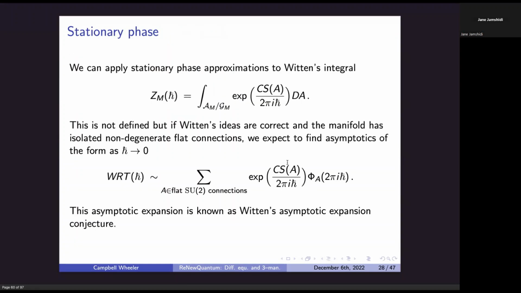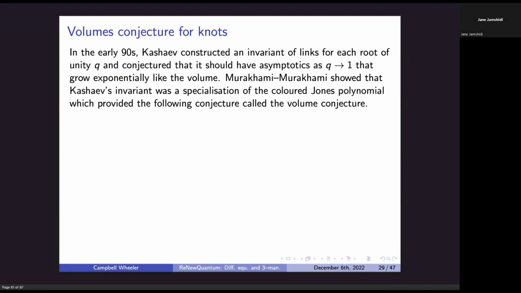So instead of these Chern-Simons things here, which for SU(2) connections are just real, so these are just oscillating. Sorry, I might have said exponential growth before, I hope not. But these are just oscillating terms. But so Kashaev's invariant, it looked like this should be related to the volume of the knot as opposed to these oscillating terms, so exponential growth in relation to the volume.